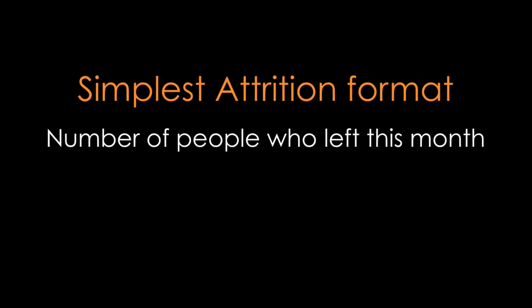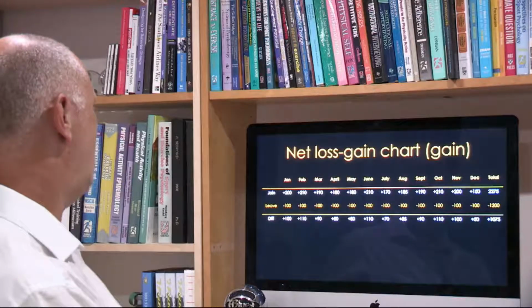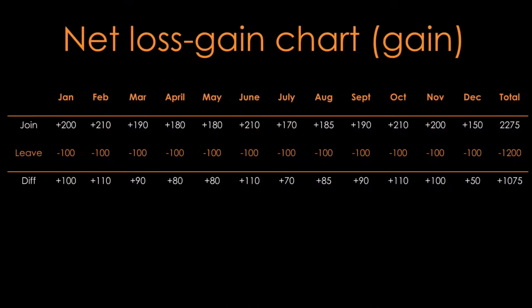The most basic method of attrition that I teach is a simple format based on the number of people who left this month. You produce the results in what I'm describing as a net loss, net gain chart. So this is a net loss, net gain chart used to explain to staff members how well the business is performing. And this first example is of a net gain.